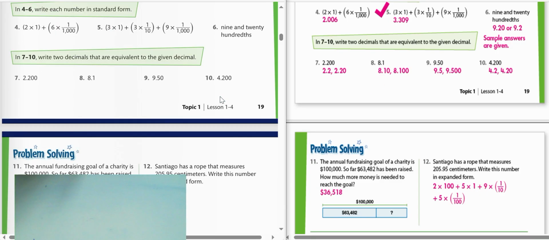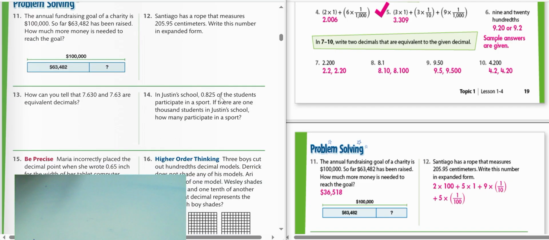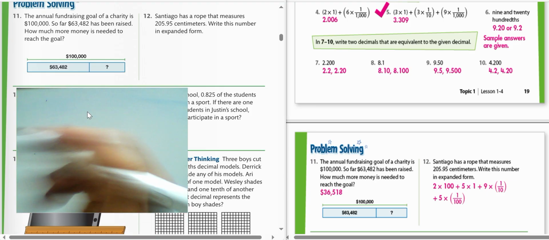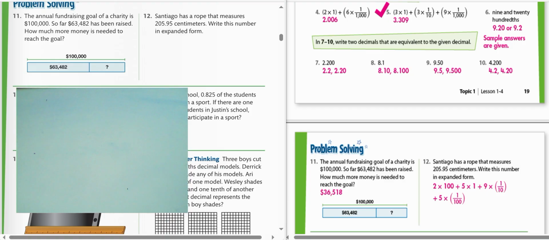Okay, next question. Word problems here. The annual fundraising goal of a charity is $100,000. So far, $63,482 has been raised. How much more money is needed to reach the goal? We can find the difference between two numbers. Now this question, 100,000 subtract this number.